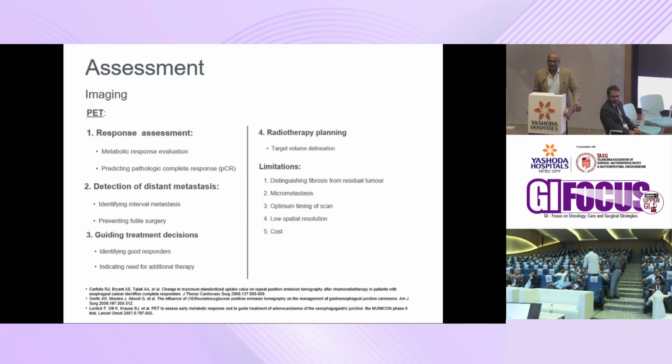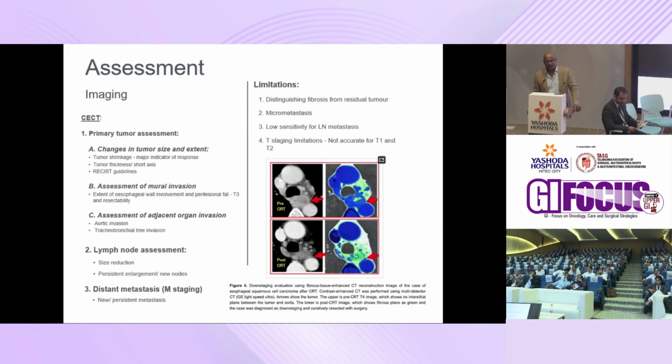The problem with PET-CT is the low spatial resolution, so it's very difficult to assess the locoregional tumor response to neoadjuvant chemoradiotherapy. And again, we cannot definitively rule out micrometastasis within the lymph nodes, and distinguishing it from fibrosis is very difficult. T-staging cannot happen in PET scan. So we combine a CT scan, where we can have more information about the T-staging, particularly T3 and T4, because again, CT is not good for T1 and T2 lesions.